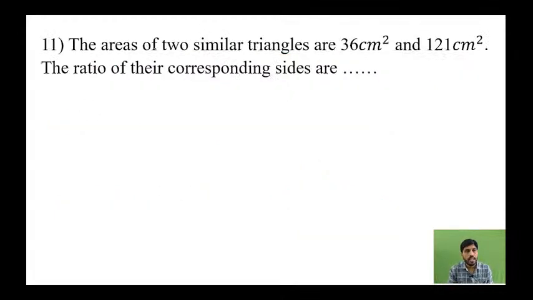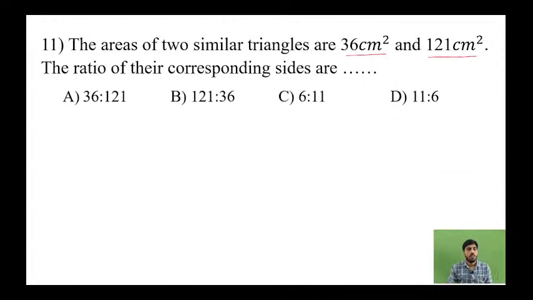Now the 11th question: the areas of two similar triangles are 36 centimeter square and 121 centimeter square. The ratio of their corresponding sides is what we have to find, and these are the four options. Again, we know the areas of two similar triangles are given, which are 36 and 121. By using this, we have to find the ratio of their corresponding sides.